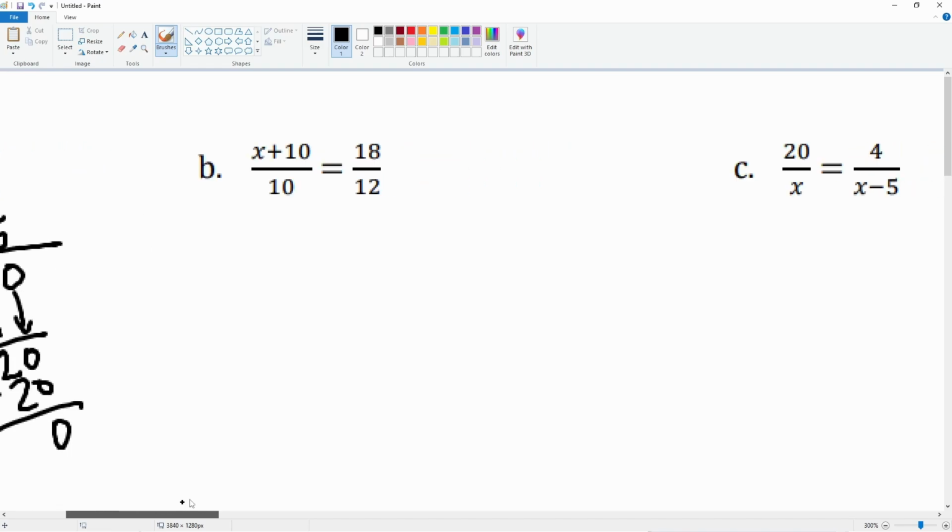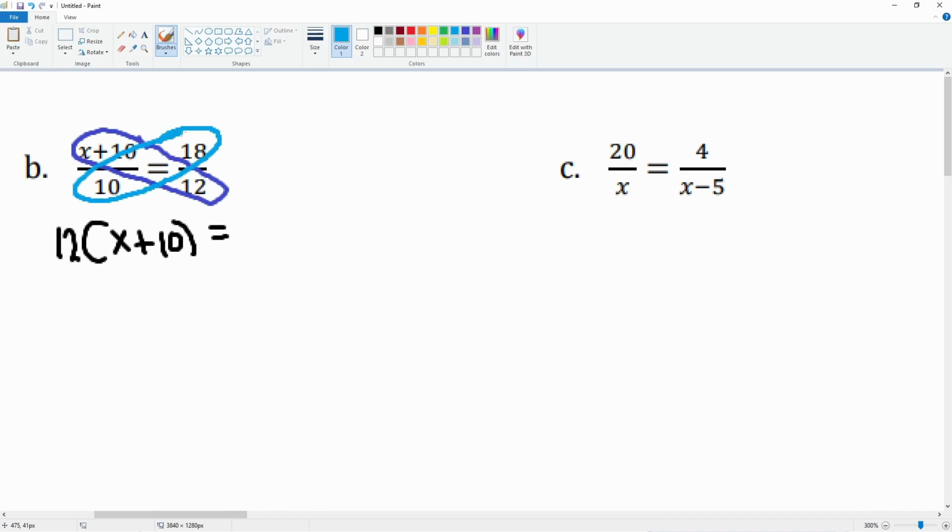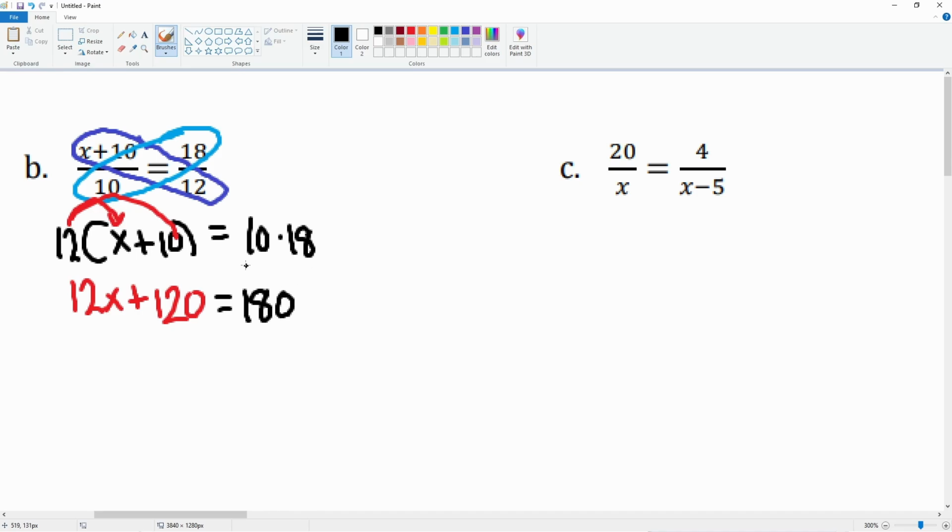Another way you can do this is the butterfly method. So the first wing of the butterfly would be this. We have the number 12, and we're going to multiply it by x plus 10. Then the second wing of the butterfly is this: 10 times 18. 12 times a parentheses, you remember you have to distribute. So 12 times x is 12x. 12 times 10 becomes 120. Equals 10 times 18, which is 180.